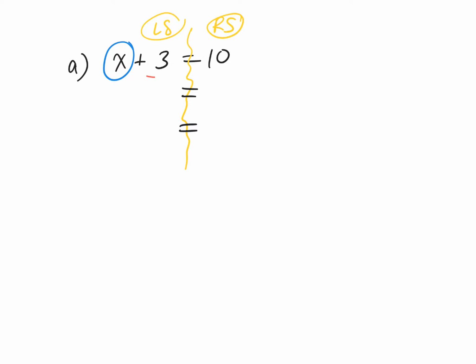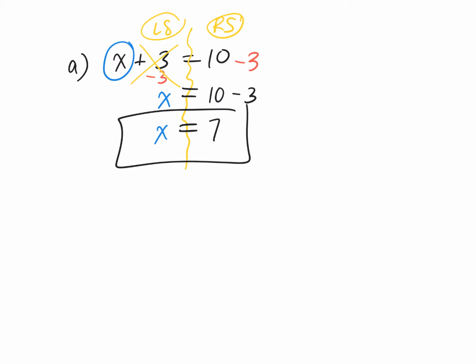Take away 3. Does that get rid of it? Okay, so what do I have to do to the right side? Same thing, take away 3. So I'm left with x. 3 take away 3 is nothing. But I have to do 10 take away 3. What's 10 take away 3? 7. That's it. That's the answer.